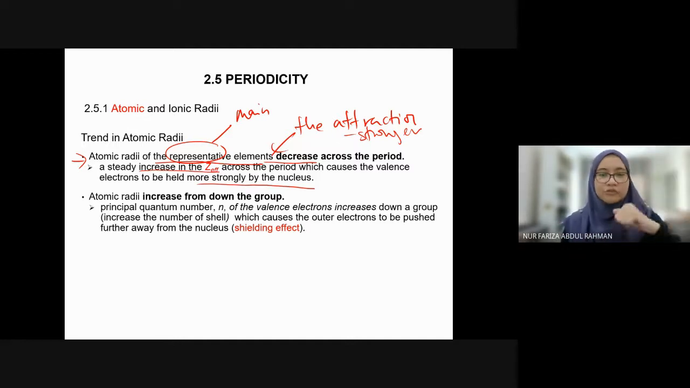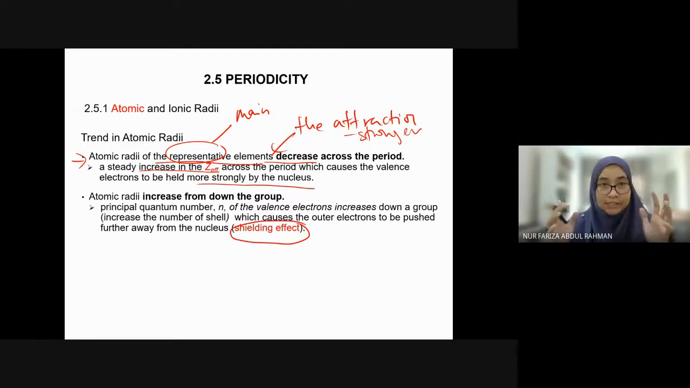Okay, how about down the group, guys? So for down the group, we cannot explain, well not cannot. There is not much of a difference if we highlight the Z effective. When going down the group, the Z effective is not significant. When we talk about down the group, Z effective is significant if we go across the period. But down the group, Z effective is not significant. But what is significant? The shielding effect will be significant.